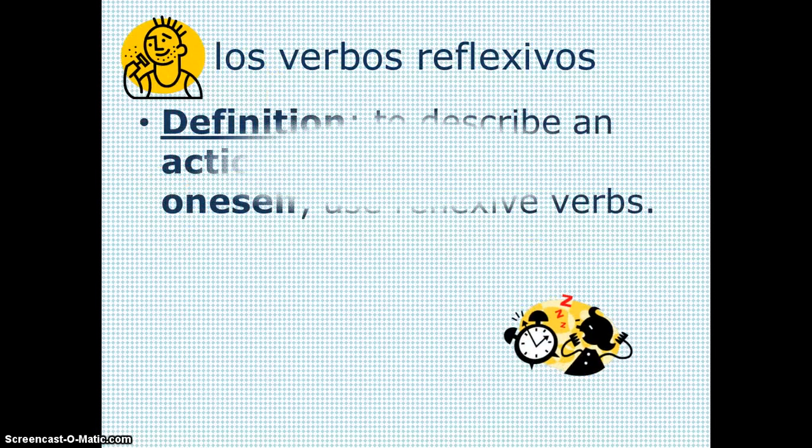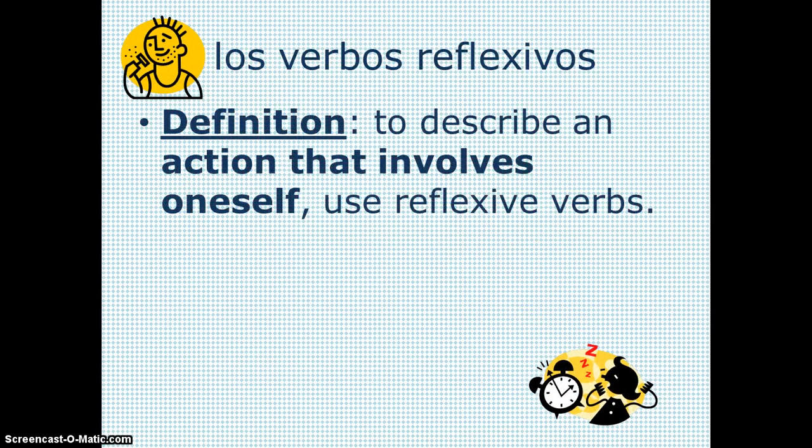Let's talk about the definition of a reflexive verb. To describe an action that involves oneself, use reflexive verbs. So essentially, the person doing the action and receiving the action are the same.